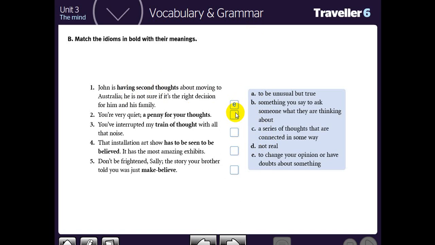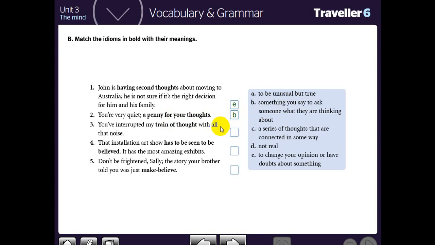You are very quiet. You are absent-minded. You think about something. A penny for your thoughts. What are you thinking about? It is something you say to ask someone what they are thinking about. A penny for your thoughts means what are you thinking about? So number 2 will be B.